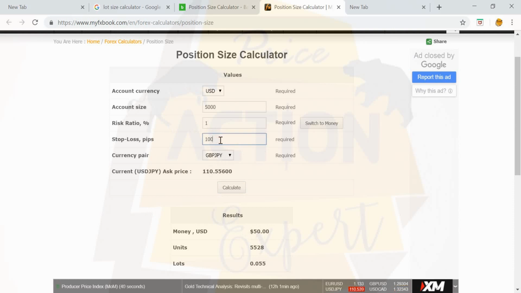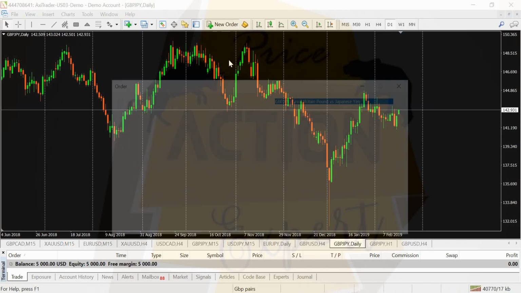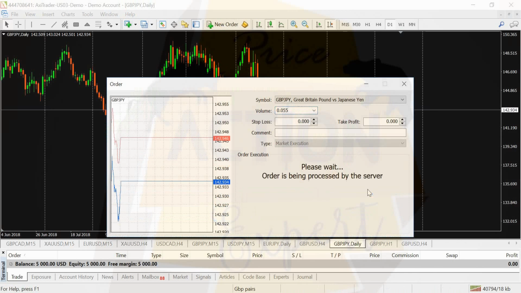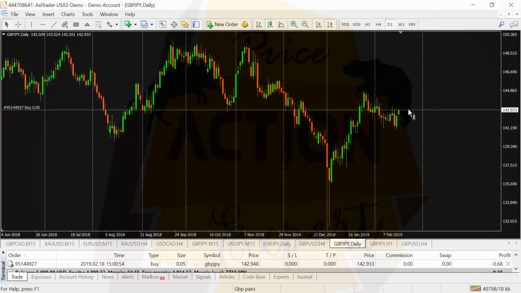The stop loss actually determines your risk. The lot is 0.055. Let's say we're going to take a buy in this. 0.055 lots, buy GBP JPY pair, and your stop loss is 100 pips.